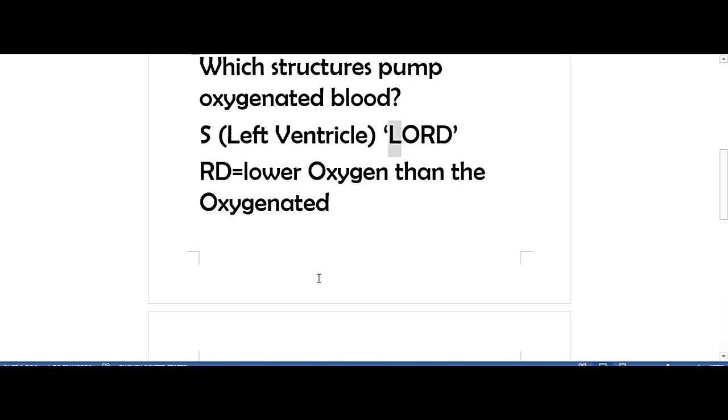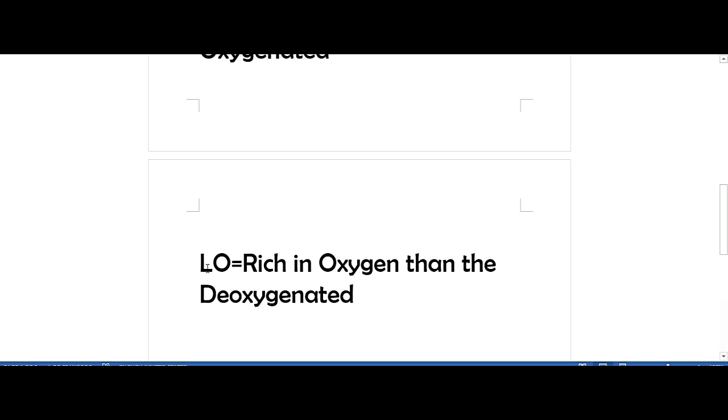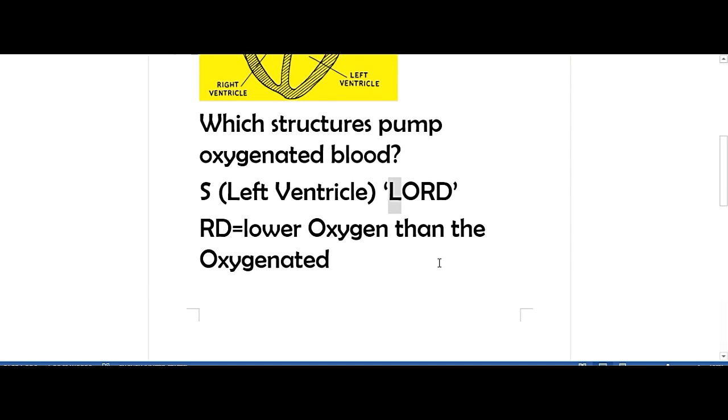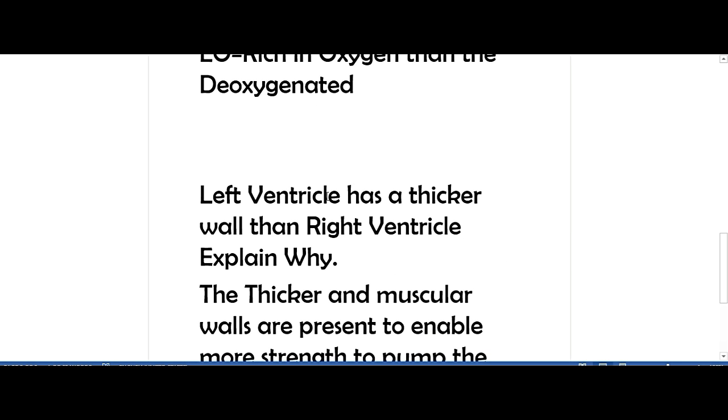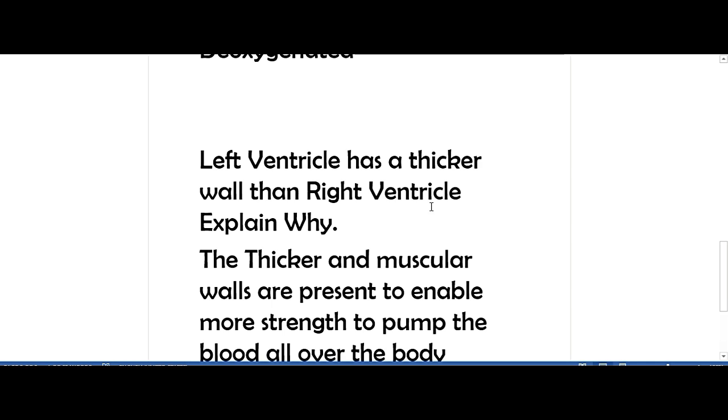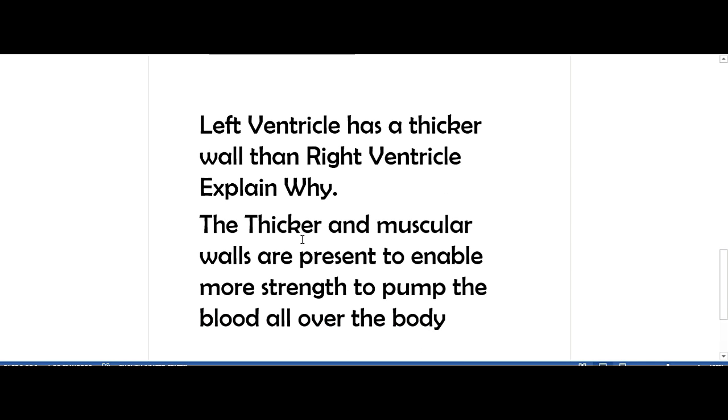LO stands for left oxygenated, rich in oxygen, and RD stands for right deoxygenated, which means lower oxygen than the oxygenated. Now the left ventricle has a thicker wall than the right ventricle. Why? The answer is the thicker and muscular walls are present to enable more strength to pump the blood all over the body.